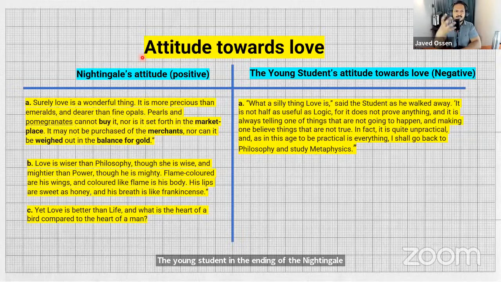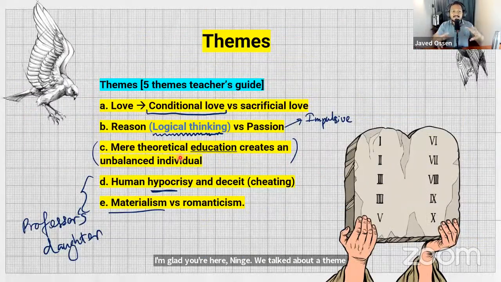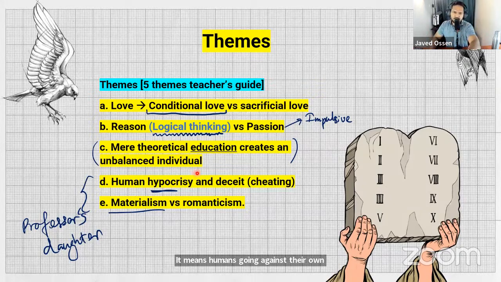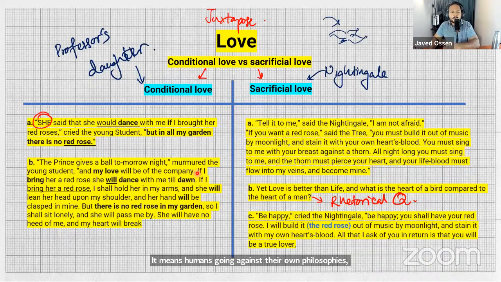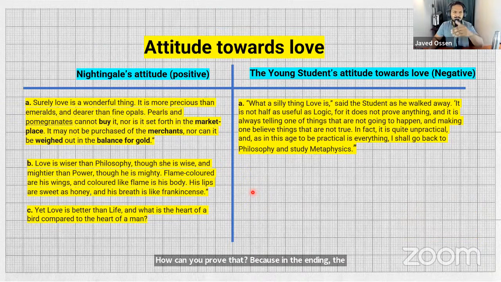That is kind of hypocritical. We talked about a theme called hypocrisy. Glad you're here, Nangi. It means humans going against their own philosophies, going against their own promises. The young student is a hypocrite. How can you prove that? Because in the ending, the young student doesn't want the rose. The young student easily rejects the professor's daughter. We'll talk about that in the ending, okay?